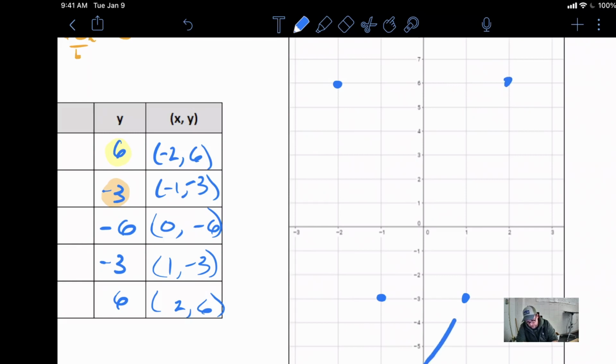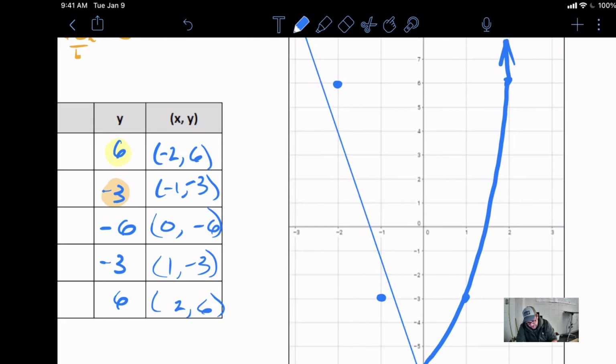Now, it's important that we make these have a U shape. These do not form straight lines, right? If you make a straight line, you're never going to hit both of the points. They definitely have to have some curvature to make sure we're hitting those.